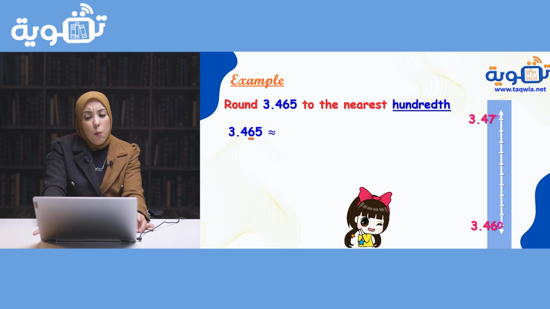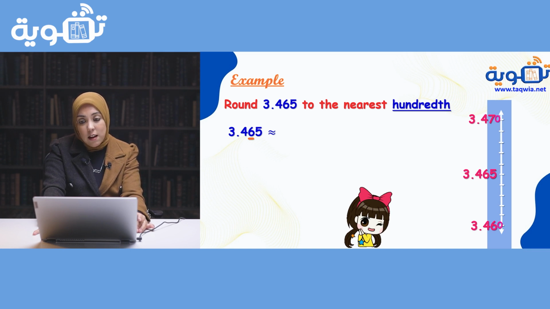Here, to get the midpoint, we have to put 0 up and down to get 3 and 460 thousandths and 3 and 470 thousandths. So what is the midpoint? Easy. It's 3 and 465 thousandths. Now we have to put our given number on the number line.